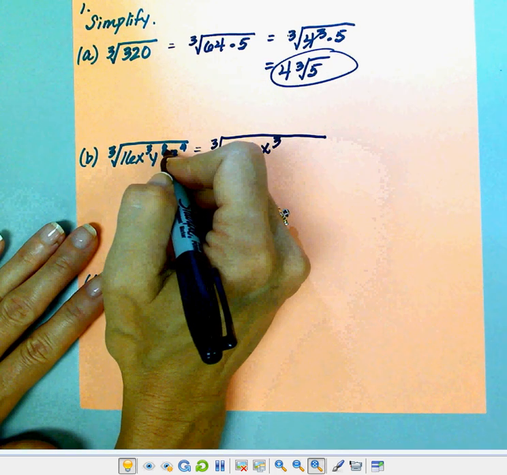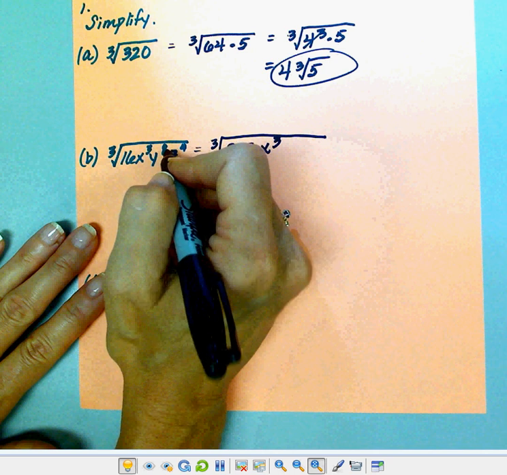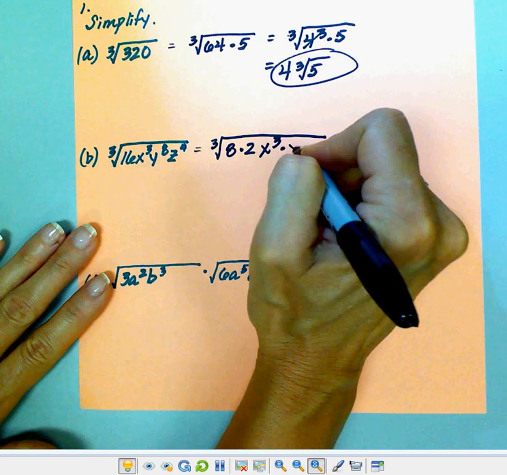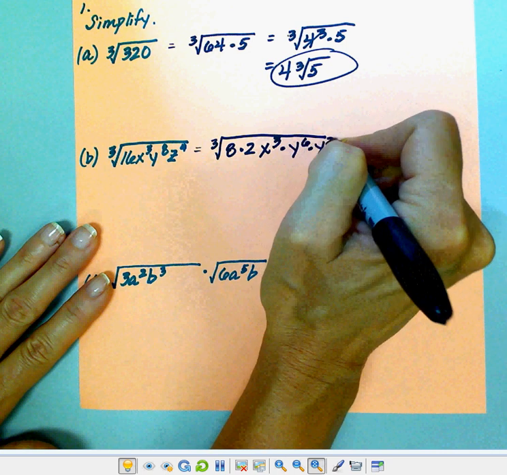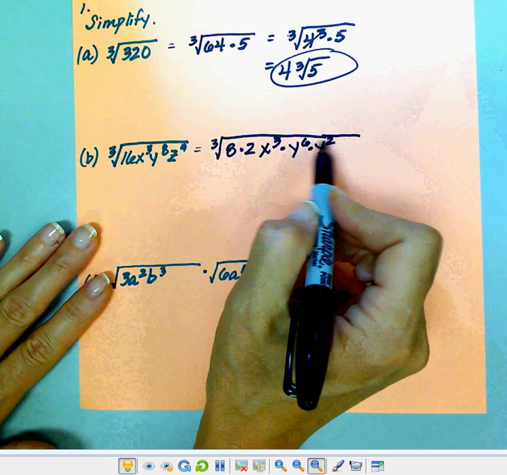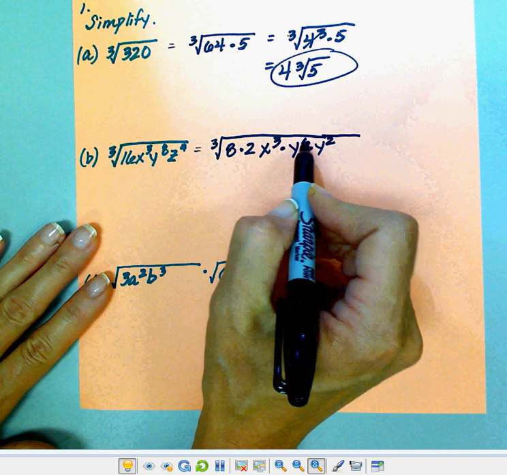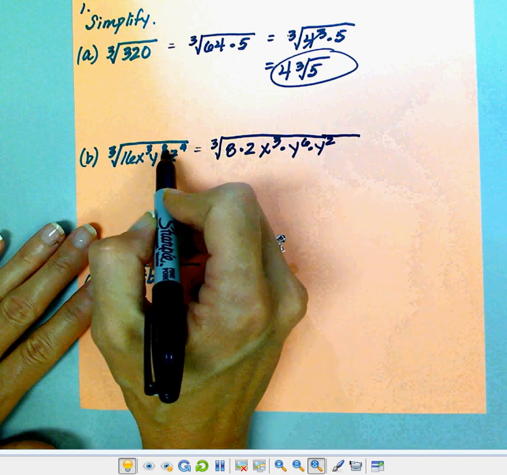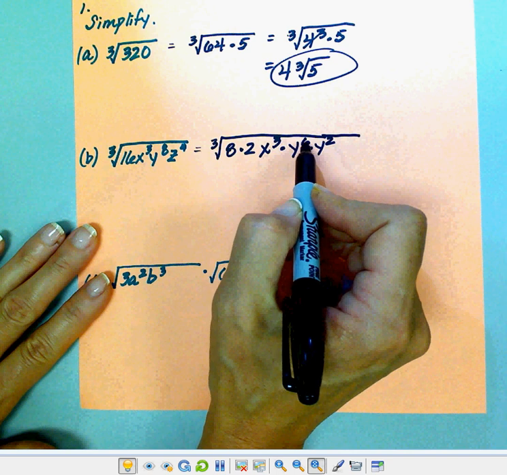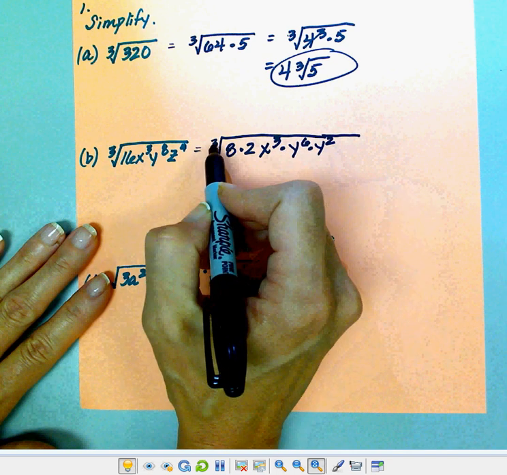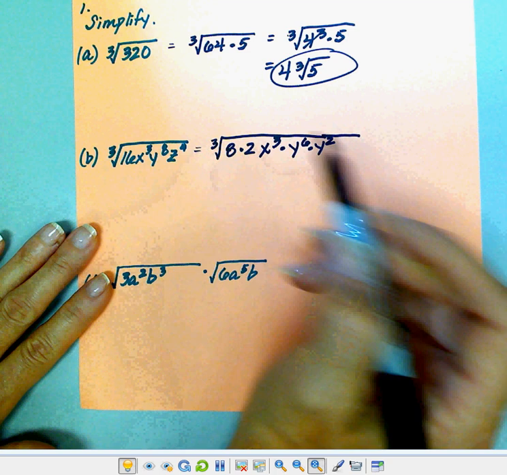Y to the 8th is not a perfect cube, but I want to create a perfect cube. So I'm going to rewrite y to the 8th as y to the 6th times y to the 2nd. And we know from our laws of exponents that when we multiply monomials of like bases, we add those exponents, which gives me y to the 8th. So I just rewrote this with the largest perfect cube, because I know 6 divided by 3 will work out nice and neat for me.